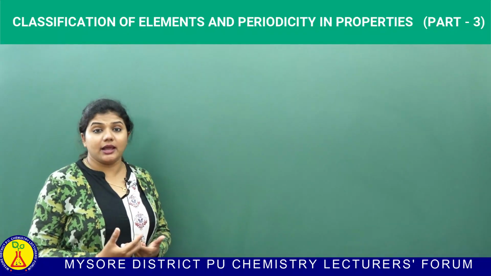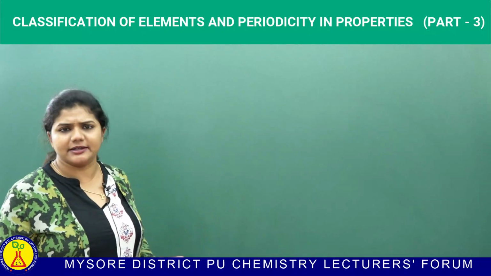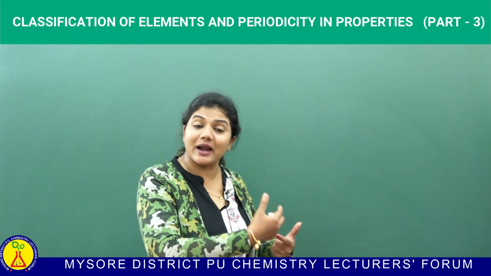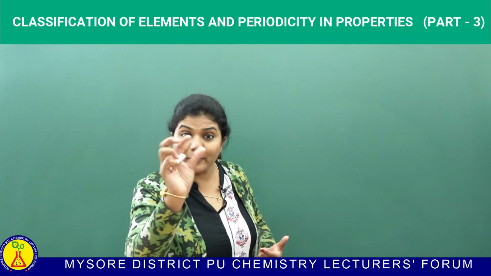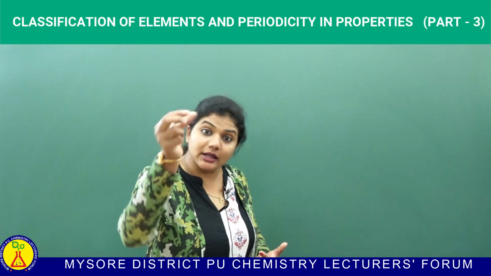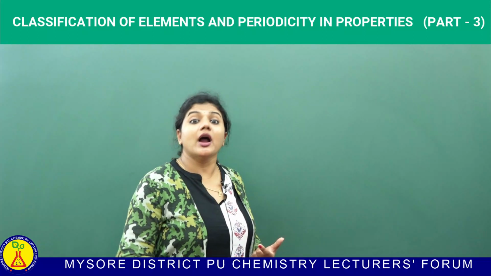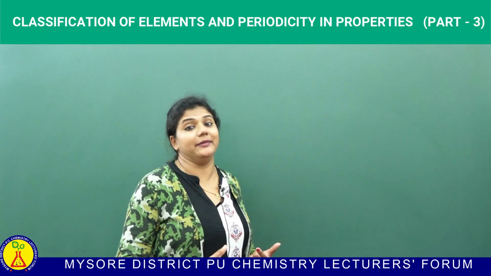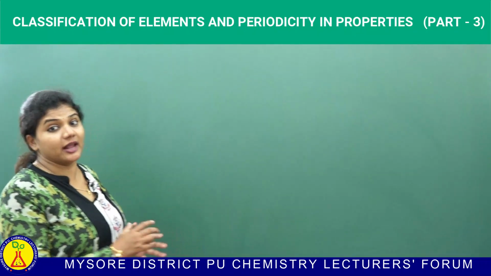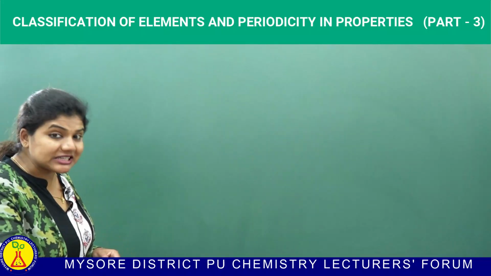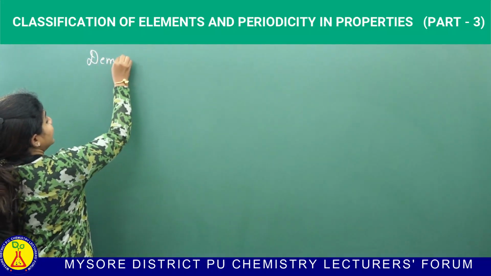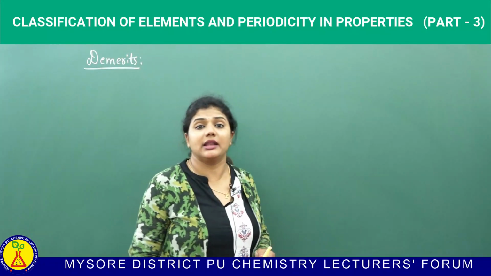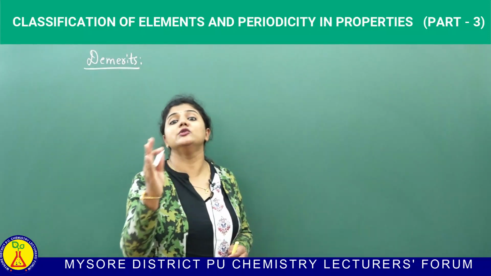Mendeleev's periodic table had many demerits. We learned the merits last time. Mendeleev's periodic table gives a systematic study of the elements. Some atomic weights were calculated wrongly, and he corrected them. Most importantly, he was also successful in predicting unknown elements. These are the merits. Today in class we will start with the demerits of Mendeleev's periodic table. We do not use it because there were many demerits.